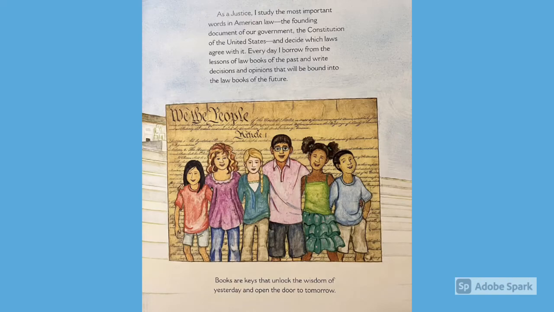As a justice, I study the most important words in American law, the founding document of our government, the Constitution of the United States, and decide which laws agree with it. Every day I borrow from the lessons of law books of the past and write decisions and opinions that will be bound into the law books of the future. Books are keys that unlock the wisdom of yesterday and open the door to tomorrow. We learned that this is a picture of the Constitution of the United States. Were our predictions correct?